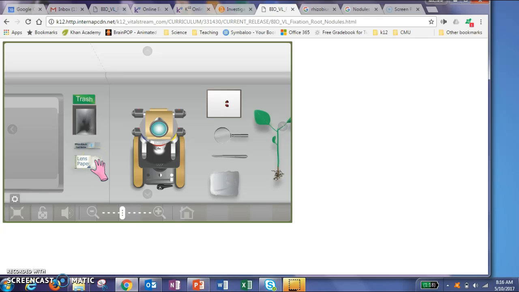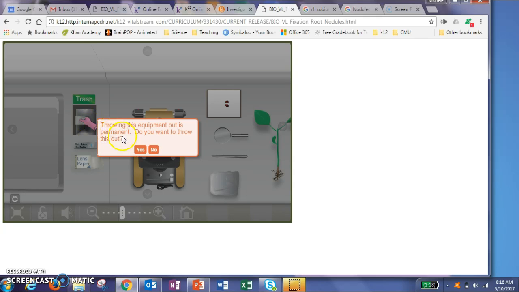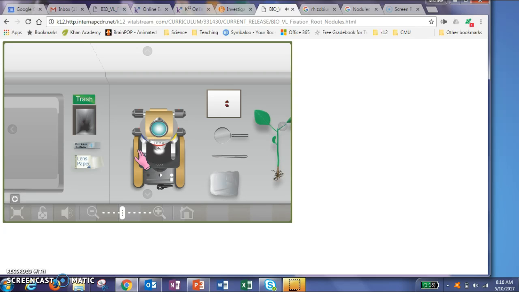Okay, got my lens paper. Now I'm going to click on the lens paper, and then when I come over here to the microscope, I'm going to click and hold back and forth, back and forth, cleaning that lens. When I'm done, I'm going to let go of the mouse, and move the lens paper over the trash. I'm going to click, and it's going to ask me if I want to throw it away. Lens paper, we only use once, so the answer is yes.